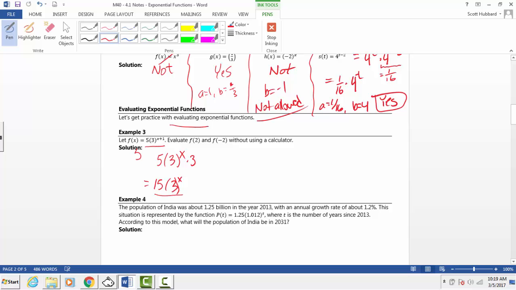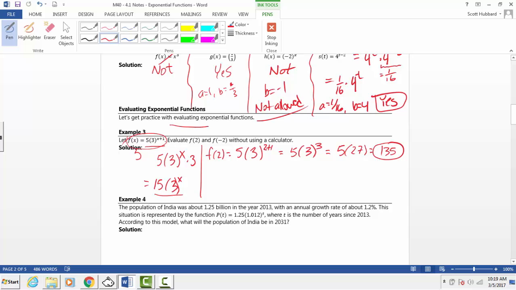But let's evaluate f of 2. I'll go back and just do it from the original. F of 2, we're going to get 5 times 3 to the 2 plus 1. Remember order of operations, you do 5 times 3 to the 3, which is 5 times, and 3 times 3 is 9, and 3 times 9 is 27, so it's 5 times 27, which is 135. Okay, so that's the first one.